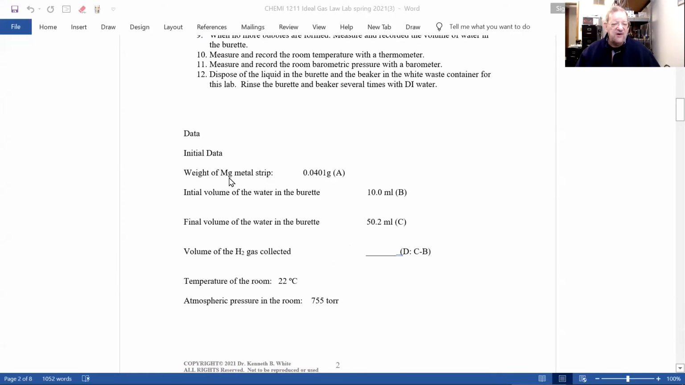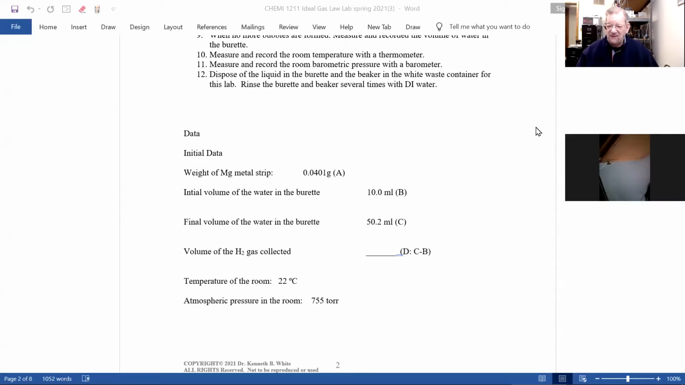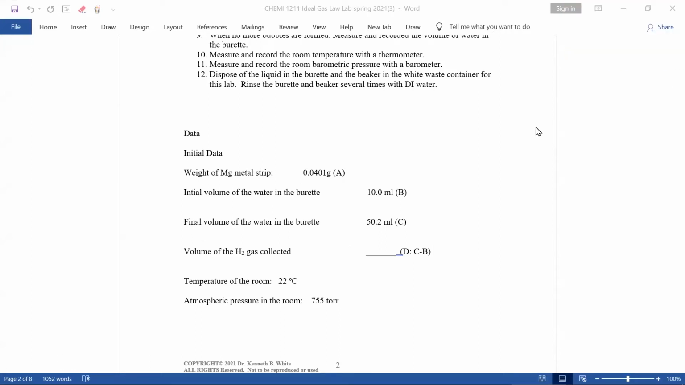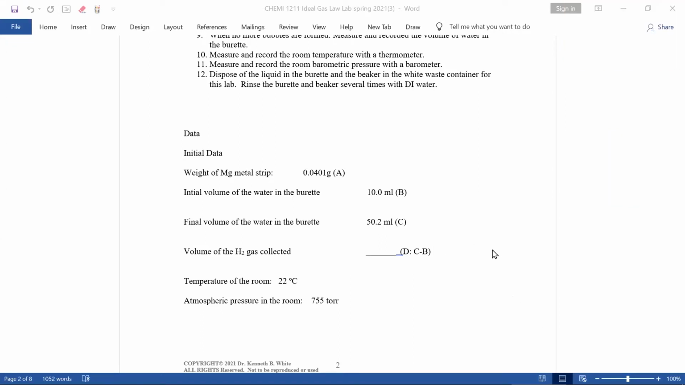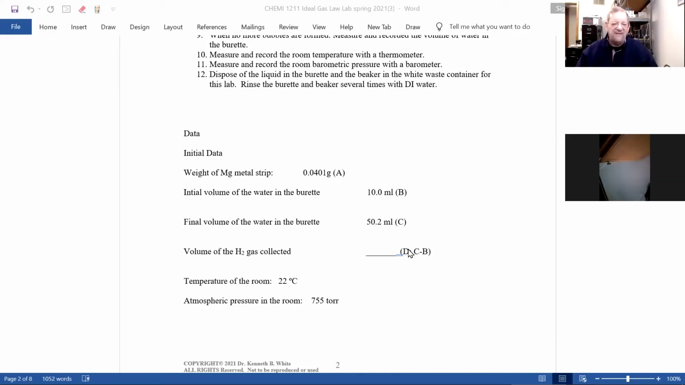Some people have their cameras on. Some of you turn on your cameras, please. I'm just seeing a bunch of names. Anyways, use your emoji, thumbs up, people. Can you see the weight of magnesium metal strip on your screen? Use the thumbs up. All right, thank you, Brianna, and Zach too.